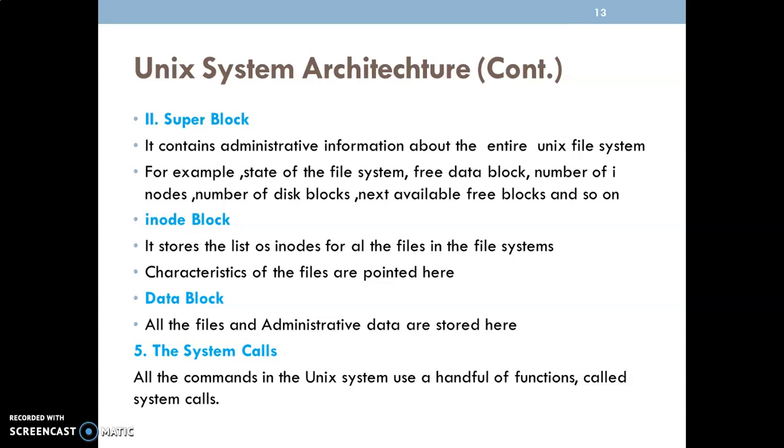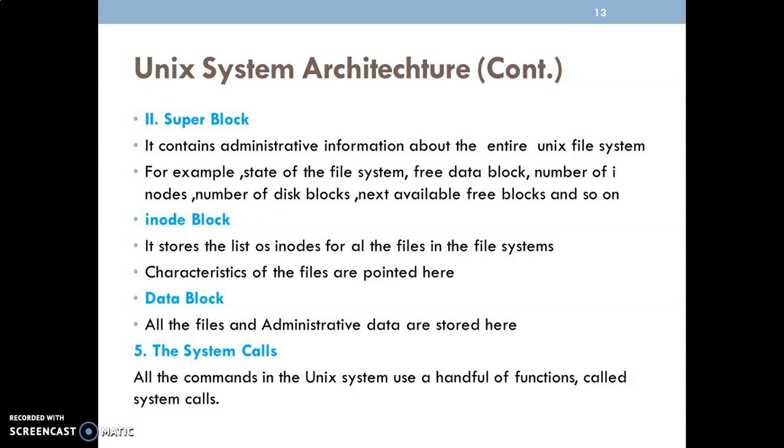And one more concept we have is the data block. That is nothing but where all the files and administrative data are stored. We can call it metadata here. This concept we usually call metadata.